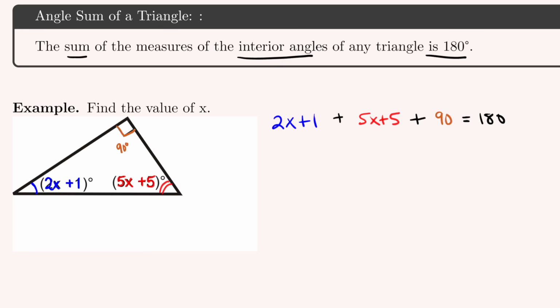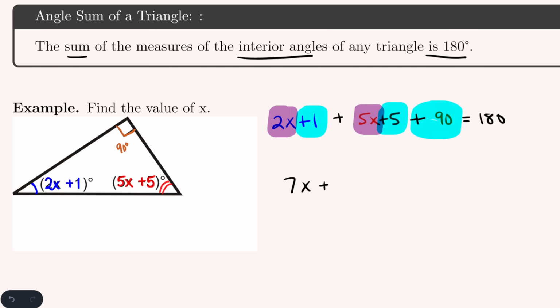So I took the three interior angles. If I add their angle measures together, we know we get 180. And now we can begin to combine like terms. We see 2x's plus 5x's would give us 7x's. 1 plus 5 plus 90 will give us 96, and that's equal to 180. So we use this knowledge about how the interior angles of the triangle add up to be 180. We were able to create an equation, and now we can solve the equation and get x by itself, and we'll be finished with the problem.